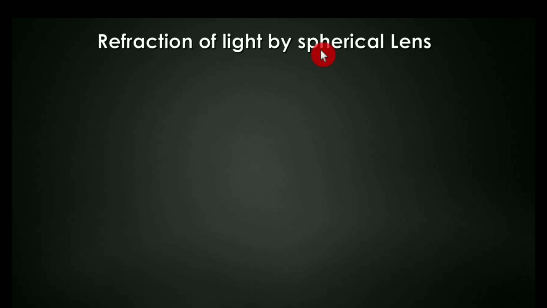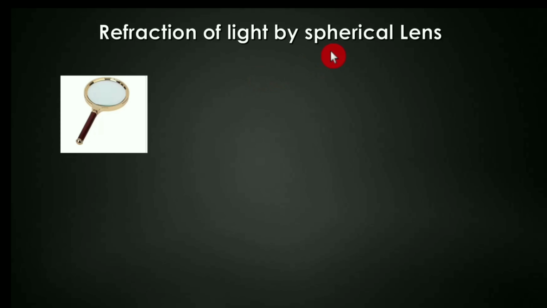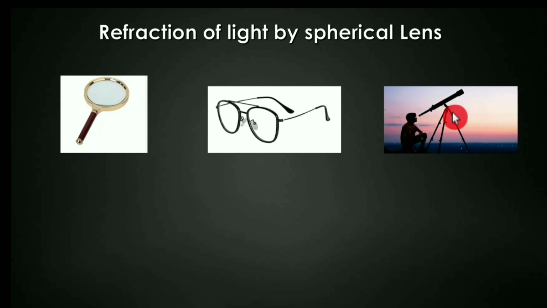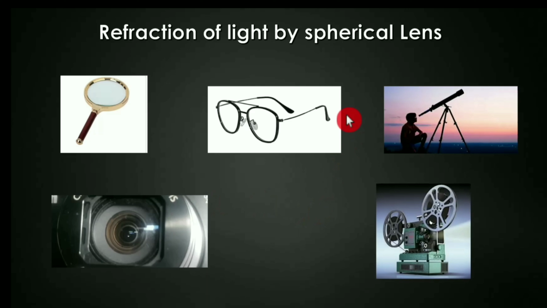Spherical lenses play a major role in our daily life. Now see this, it is a magnifying lens. Many people use this magnifying lens to read books clearly. Watch repair mechanics and watchmakers use it to see the small parts of the watch. We can use a spherical lens in specs, in telescopes to see the planets and stars, in cameras to converge or diverge the rays, and even in film projectors. These are some of the uses of the spherical lens.